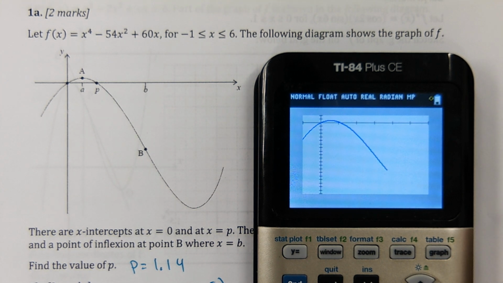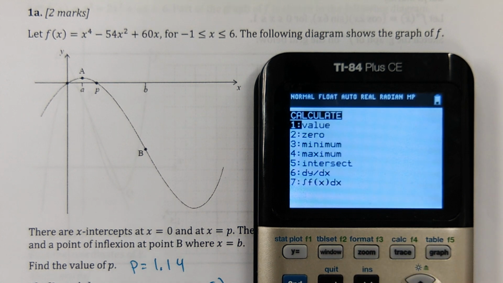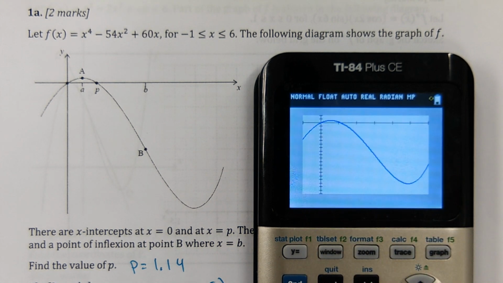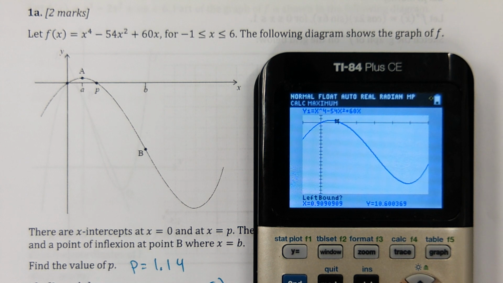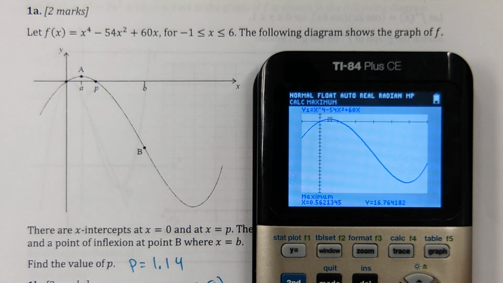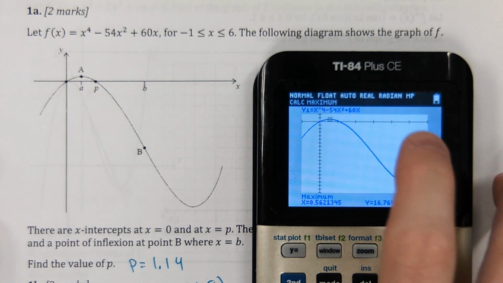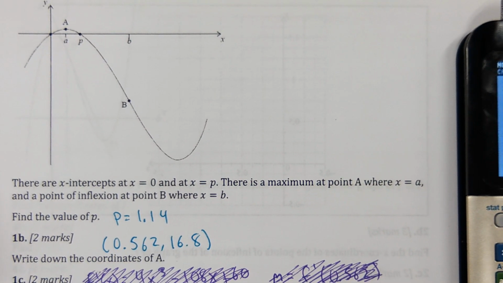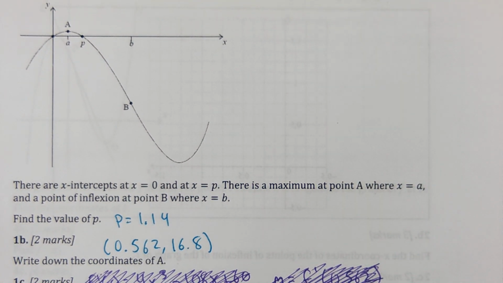Gonna wait for it to graph one more time. Second trace max. And maximum is a 4. It says left bound, so I'm going to scroll to the left of the answer. Yeah, that's to the left of it. Then go to the right of it a few times. That's pretty good. Then go somewhere in the middle. That's pretty good. And it's going to give me my maximum at 0.562, comma, 16.8. And ta-da! There it is.